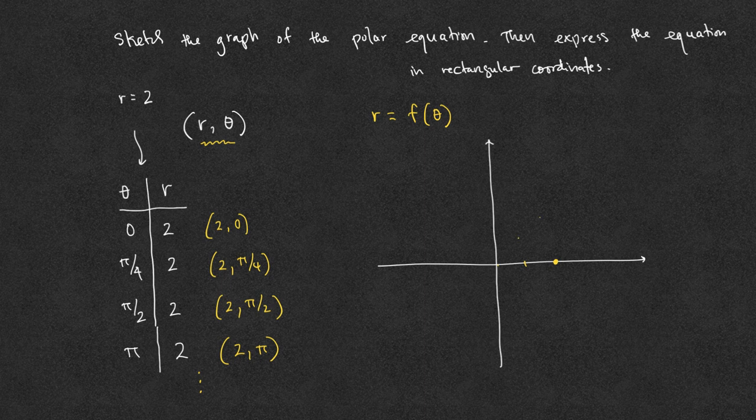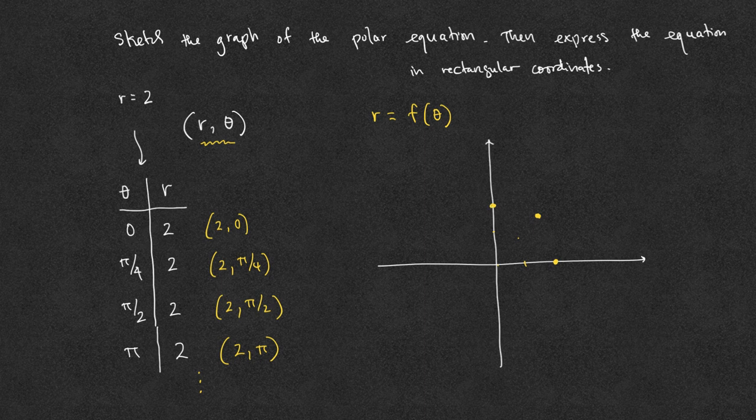This is 2 units from the origin on the ray pi over 4, which is between 0 and pi over 2. (2, pi over 2) states that from the angle pi over 2 from the positive horizontal axis as always, we go 2 units from the origin. And so we obtain a collection of points.